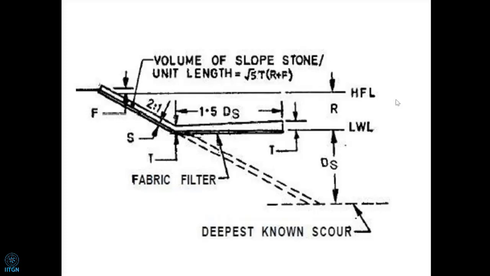That is not exactly the cover depth. The cover depth is below the LWL. But generally cover depth is defined as the one about the HFL tail. But for this DS, the DS is from LWL to the bottom of the cover. So what will happen when the work is being done?